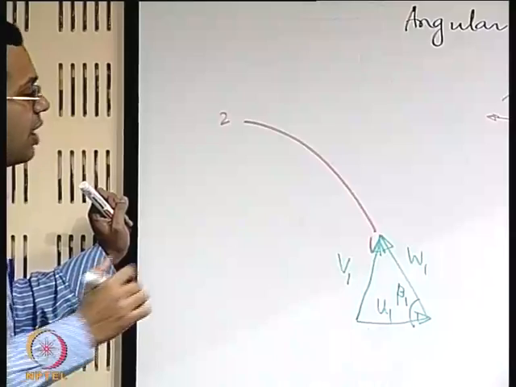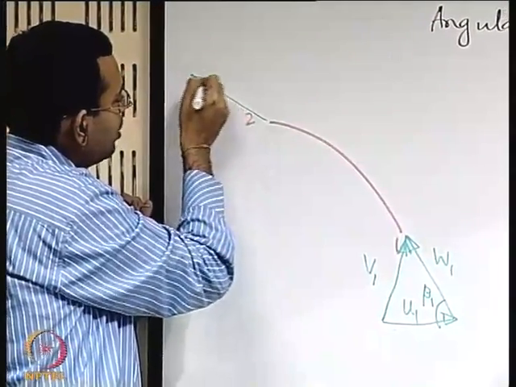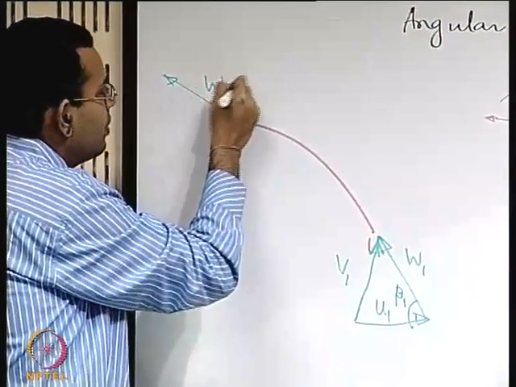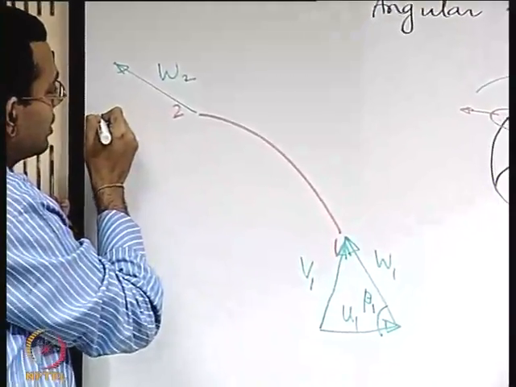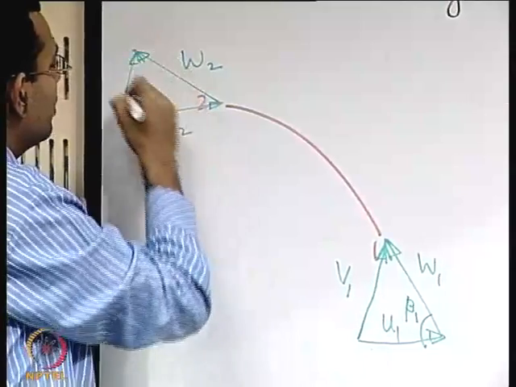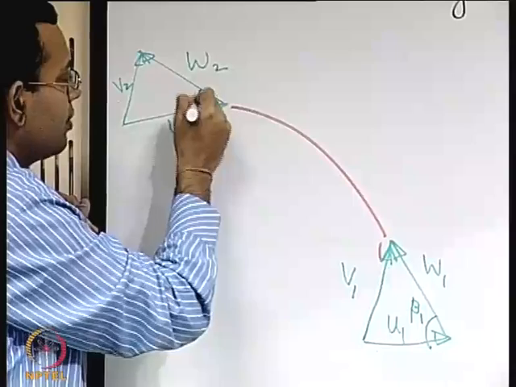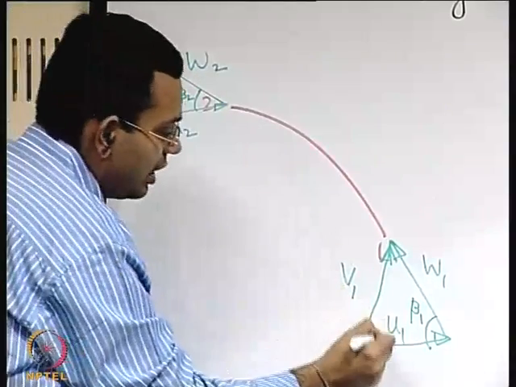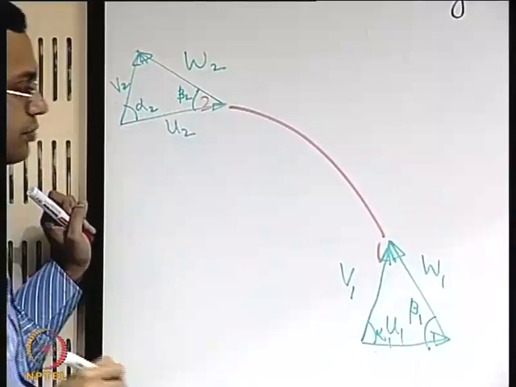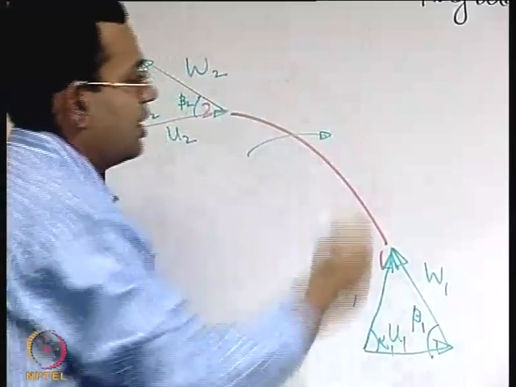Now, you come to the outlet. So, when you come to the outlet, again the blade gives it a direction and it moves out with a particular relative velocity W2. It has a tangential component of velocity U2 and therefore, the resultant velocity is V2. Very similar to the velocity triangle at 1, this angle is beta 2, the other angle is given the name alpha. So, this is alpha 2. We are assuming that the rotation is in this direction.